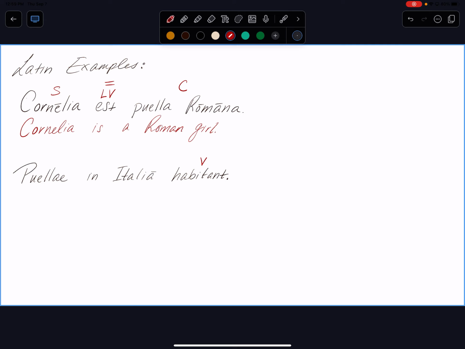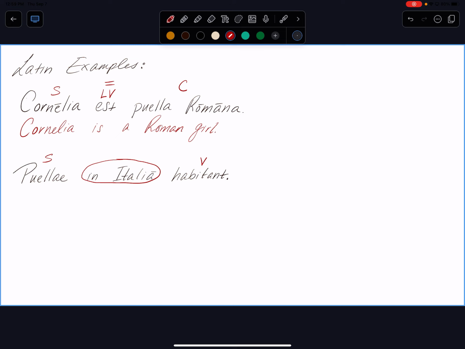Magically? No. Okay. Mihi nomen est. So habitant is my verb. Now, who's my subject? Caecilia. Puellae, good. All right, and in Italia, what am I going to mark that up as? Where's my pencil? It's a prepositional phrase, so we circle those.